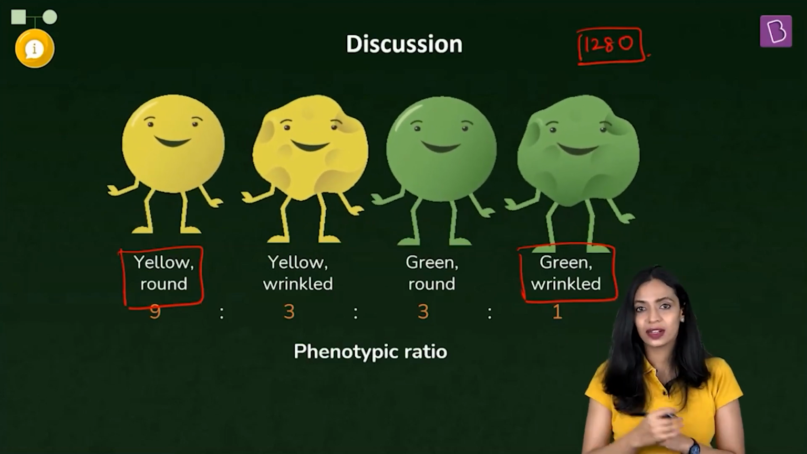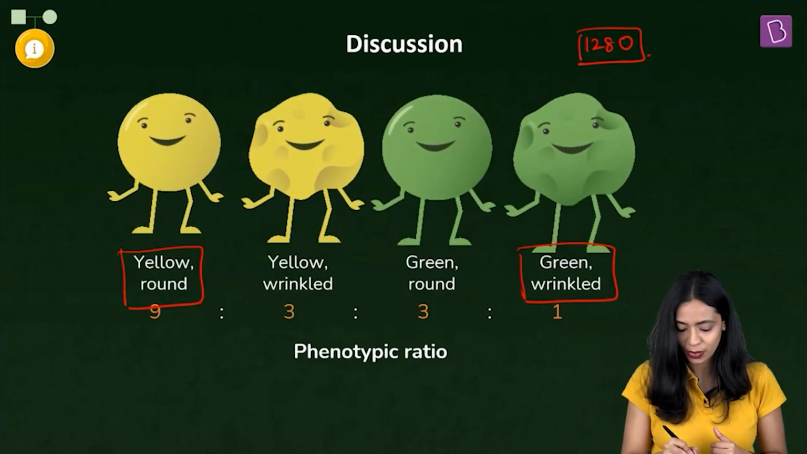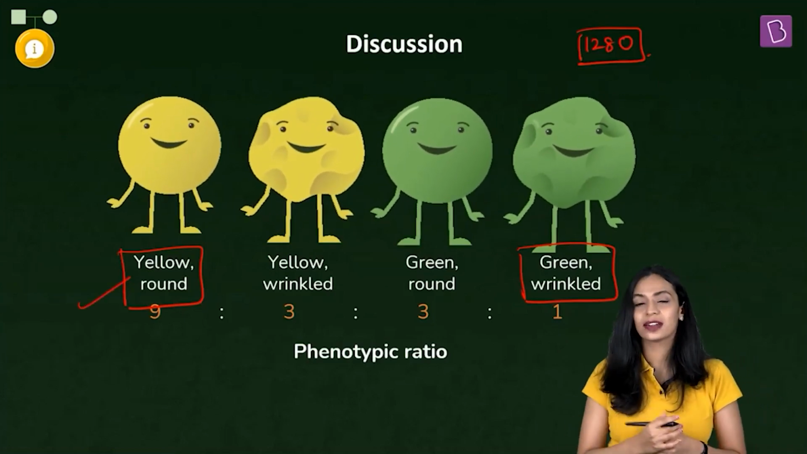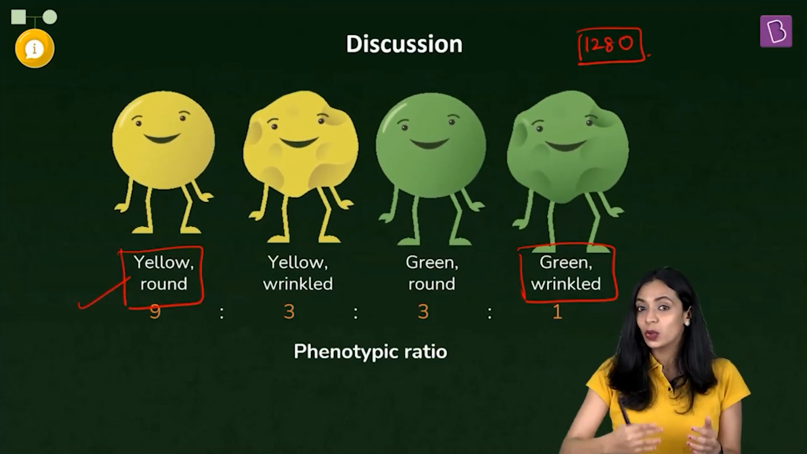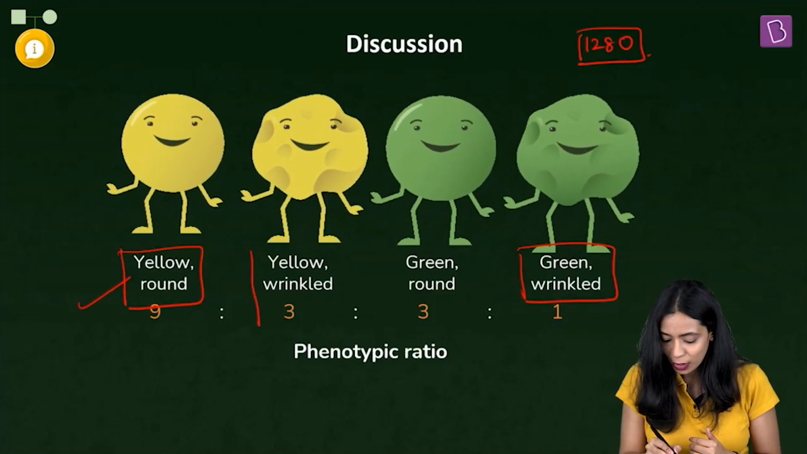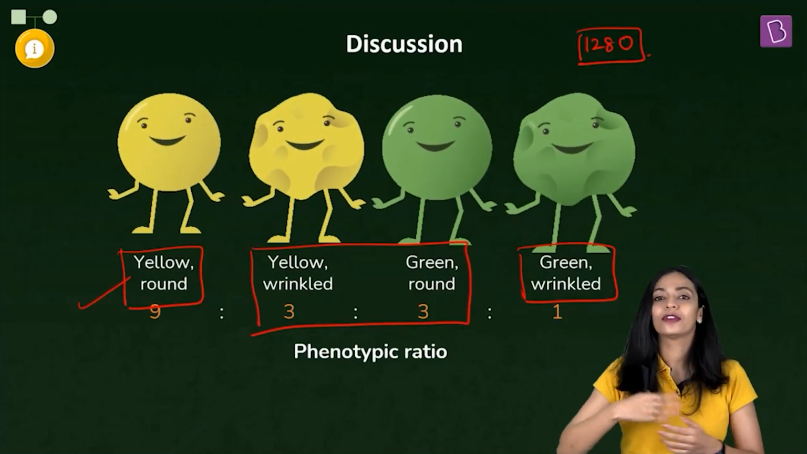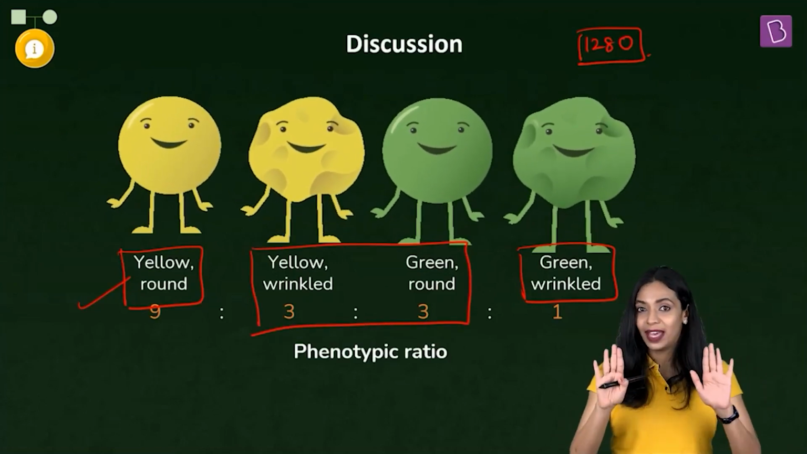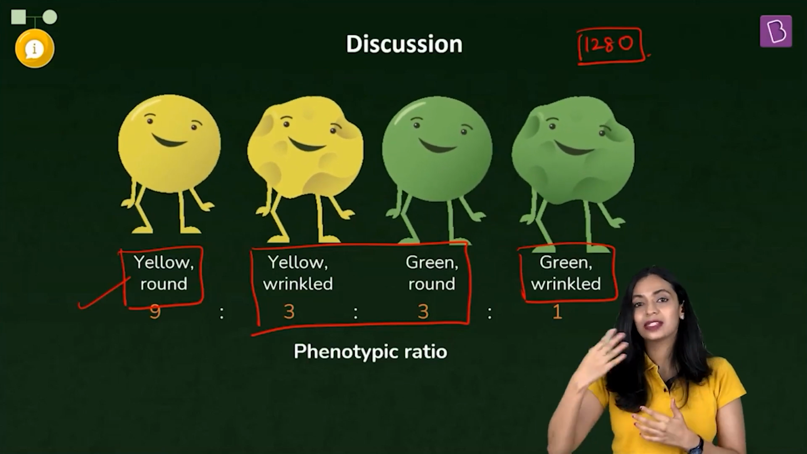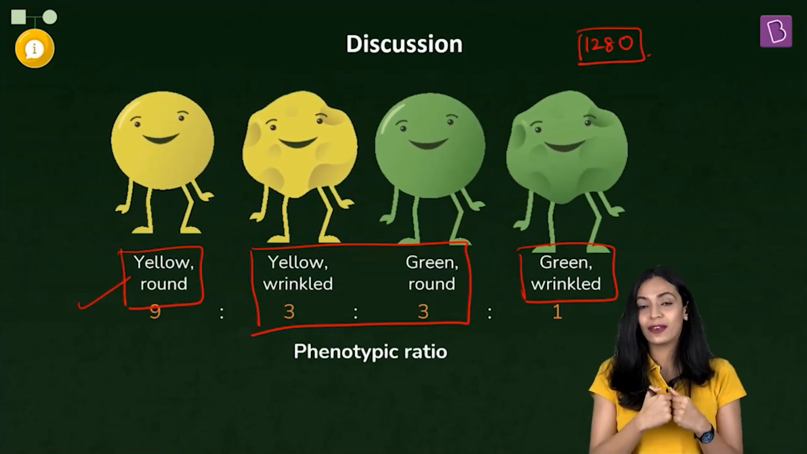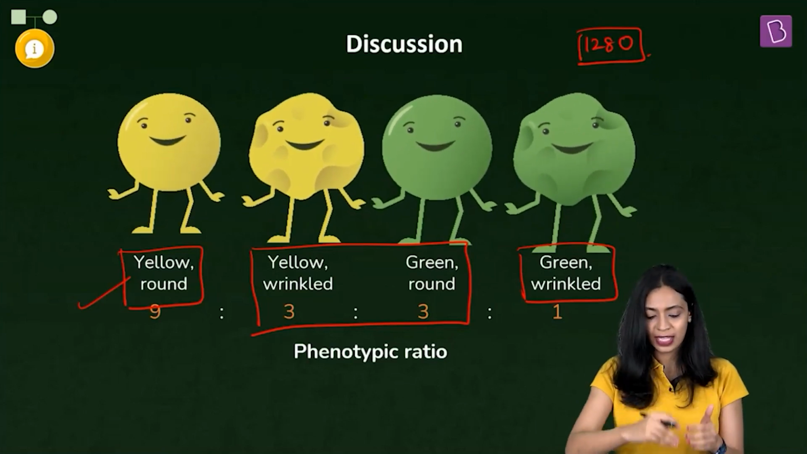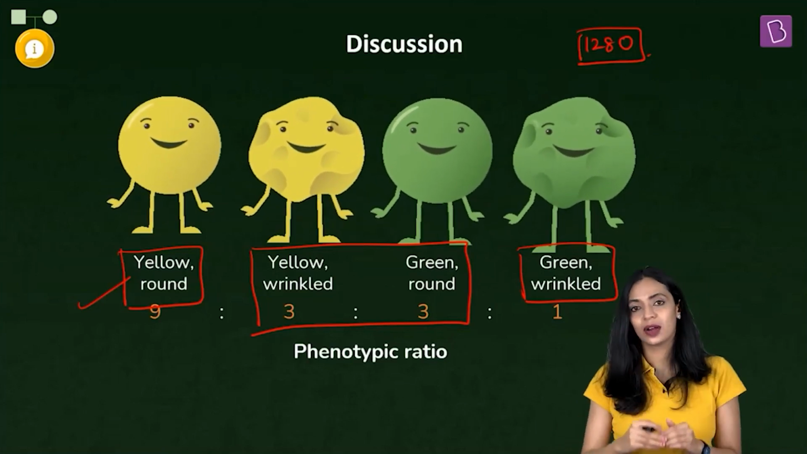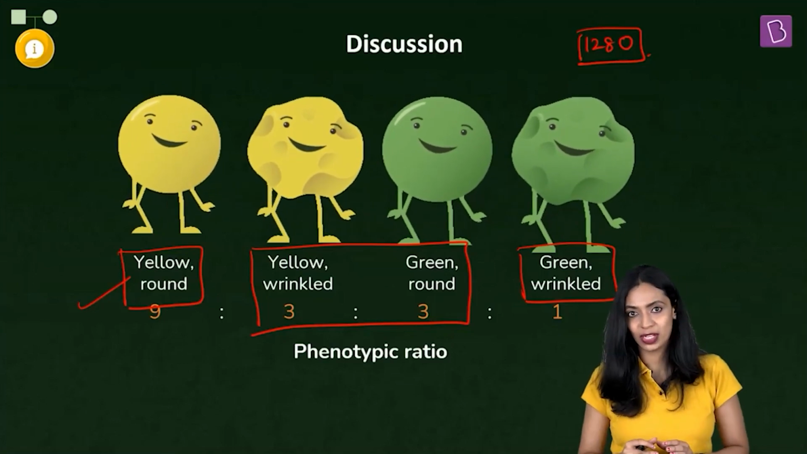And in the F1 generation also, all the plants that we got as a result had seeds that were yellow and round. It's only in the F2 generation that we got this combination of traits. Neither in the parents that we started off with nor in the F1 generation did you have this combination. And this combination of yellow and wrinkled and green and round appeared only in the F2 generation, okay?